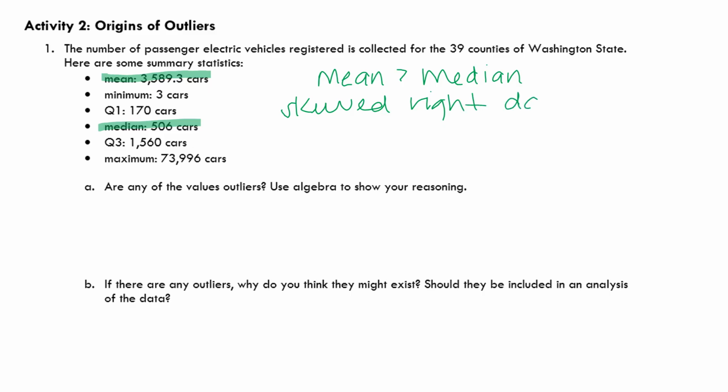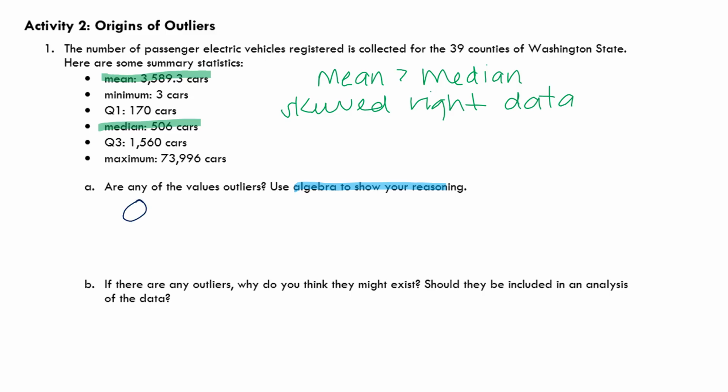That's helpful because that's going to tell us that if we have any outliers, they are possibly going to be really large values, really large outliers. All right, part A, are any of the values outliers? Use algebra to show your reasoning. So anytime I see that phrase, you're going to want to make sure that you're using the formula from the entry task. So let's go ahead and use that formula that we learned today.